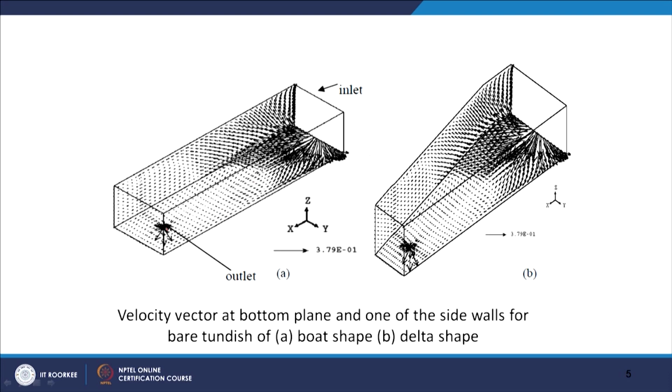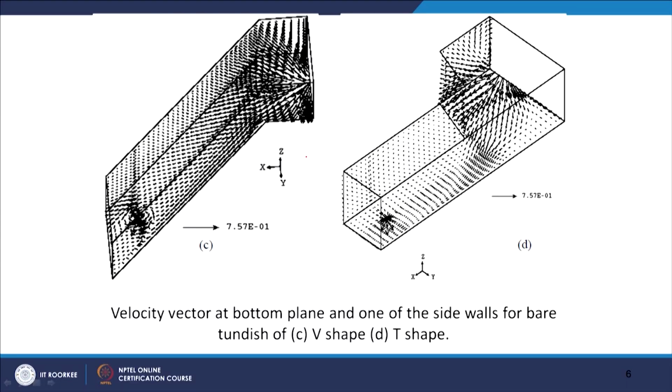So, these are the velocity fields on the bottom plane, and also on the side wall. One of the side walls has been shown for clarity. That is shown in the case of the boat shape as well as the delta shape.